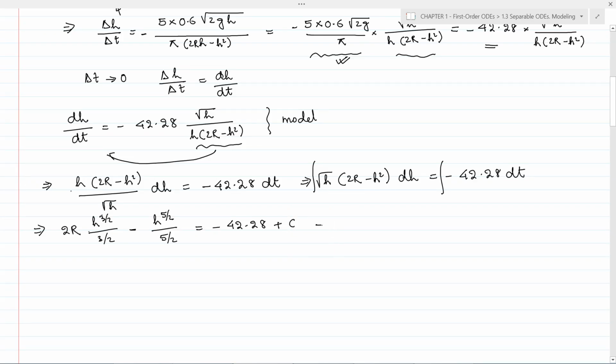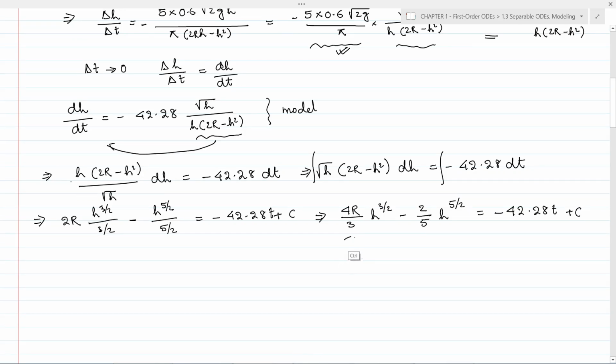This can be simplified and written as 4R by 3 h to the power 3 by 2 minus 2 by 5 h to the power 5 by 2 equal to, here it will be minus 42.28 t plus constant.